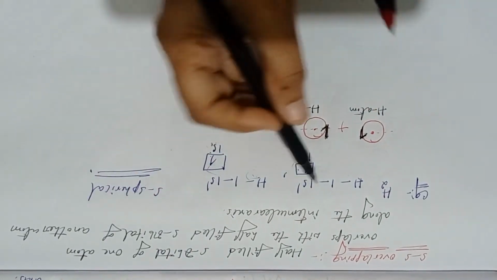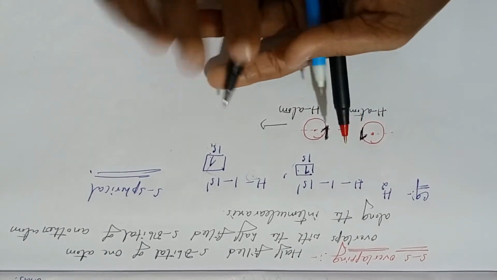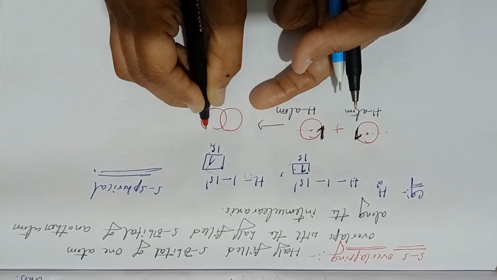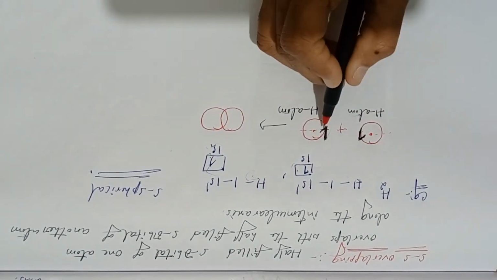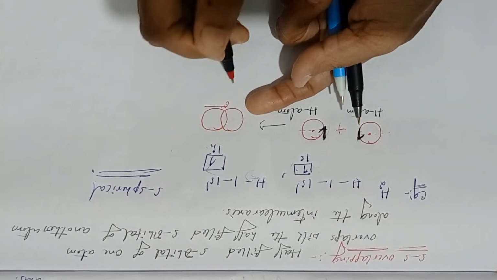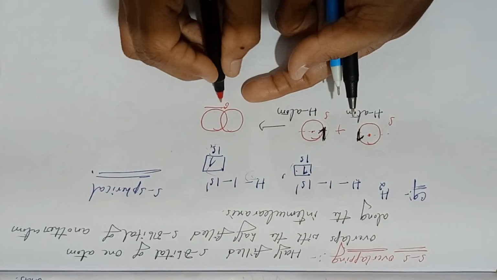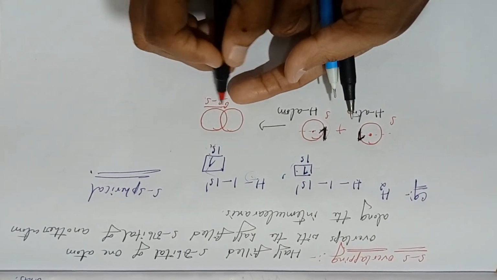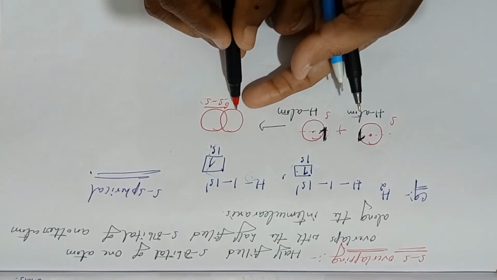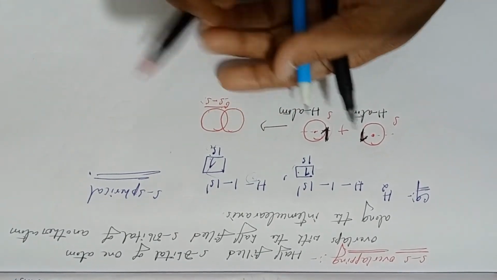Now these two orbitals undergo overlapping. What does it produce? Overlapping produces a sigma bond. That means this orbital undergoes end to end overlapping. So this is the sigma bond, students. This is which orbital? S orbital. This is also an S orbital. So that's why here sigma SS type of overlapping is taking place.